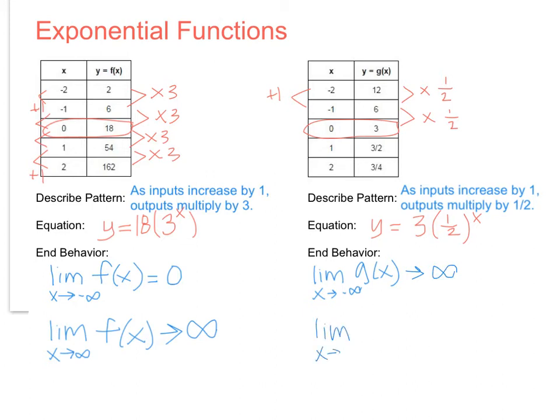Whereas the limit as x approaches positive infinity of g of x, these are going to get closer and closer and closer to 0. For the same reason, the left-hand end behavior over here got close to 0. Now that's happening on the right side here. Because we'll continue to cut these values in half over and over again, they're going to get closer and closer to 0.